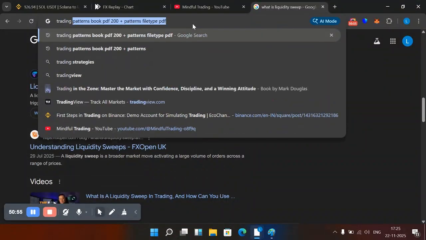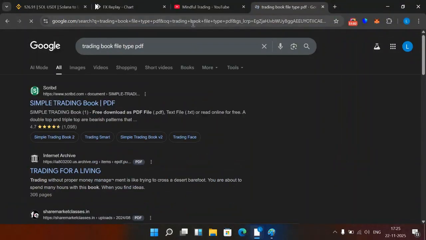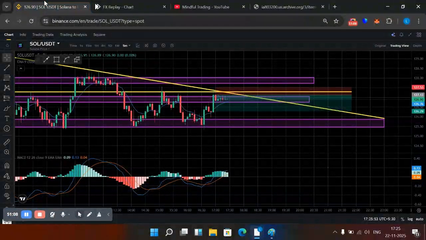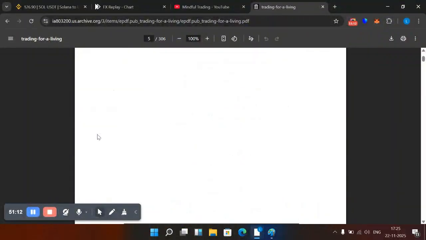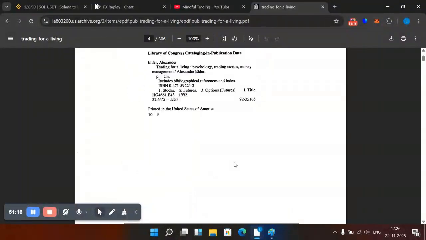Trading book, not pattern, trading book. For file type you need to type PDF. It's going to give you all the PDFs. Now look, this is a PDF. We are looking, yeah, this is a good one. Okay, now just let's look at this. We are able to see now, right?